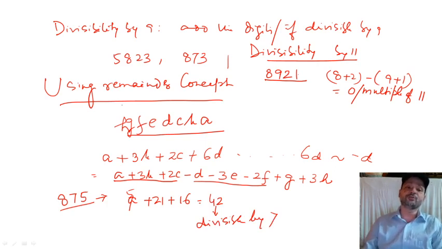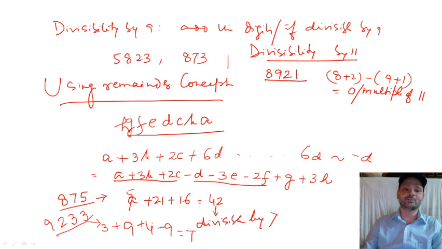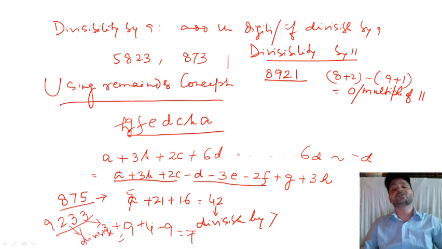If you have further numbers, suppose you have something like 9, 2, 3, and then 3. In that case what you do is 3 plus 3 into 3, that is 9, plus 2 into 2, that is 4, and minus 9. If you do that, it will be 3 plus 4, that is 7. So it will be divisible by 7.